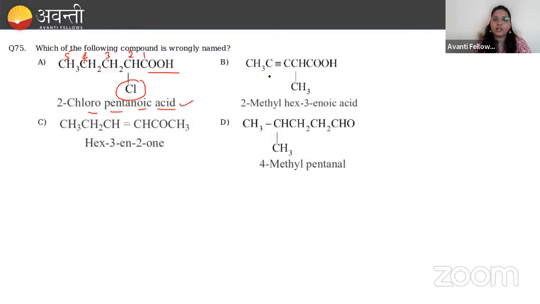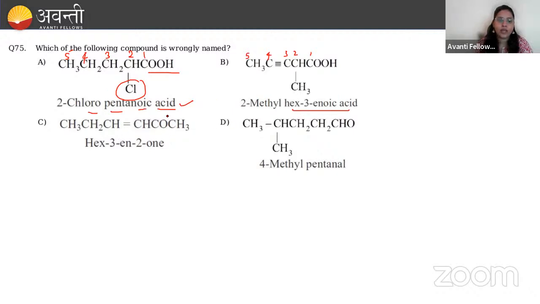Secondly, CH3C, triple bond C, CH, CH3COOH. So here what is happening? 1, 2, 3, 4, and 5. So this is again, which is this acid? Yes. यहाँ पे 5 है ना, यहाँ पे हेक्सेनोइक लिखा है. So हेक्सेनोइक will be not correct. It will be what? 2-methyl pentanoic acid.